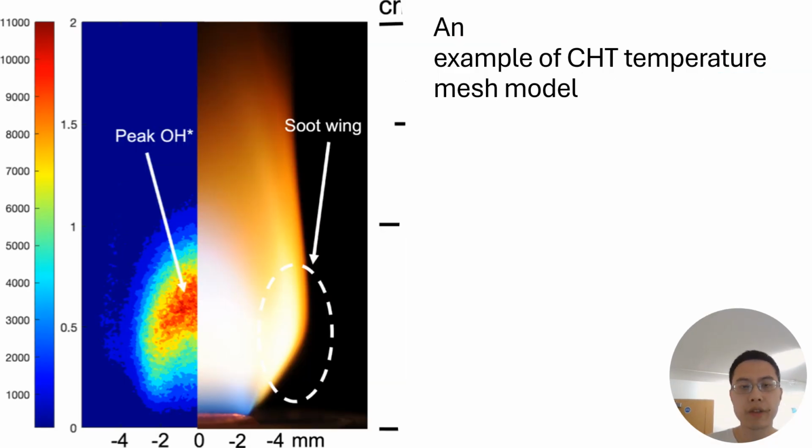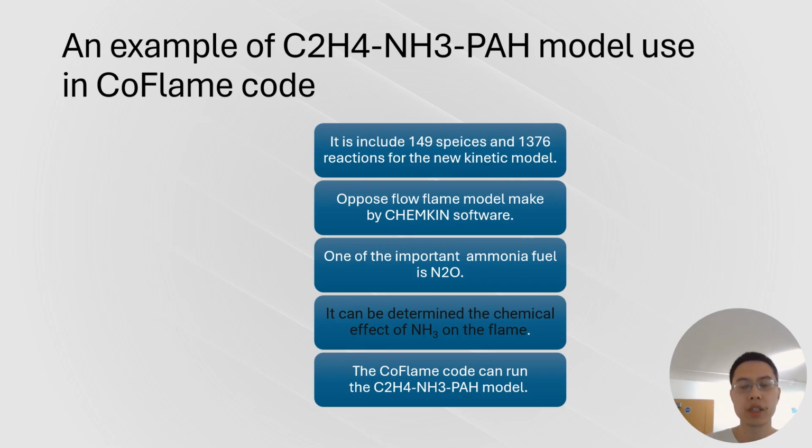Here the left hand side is another CHT temperature mesh model. The right hand side is a normal experiment soot wing picture. We can see there's another example of a C2H4 NH3 PAH model using the CoFlame code.